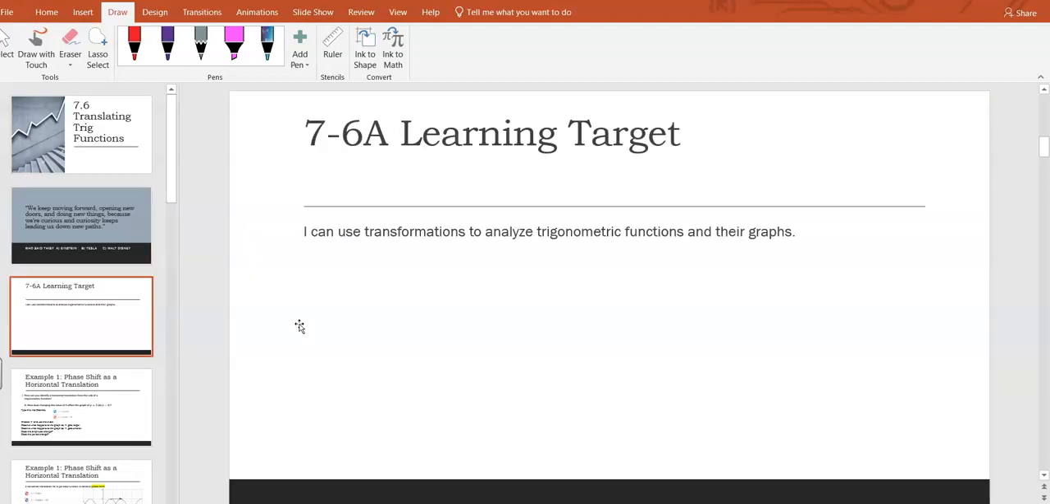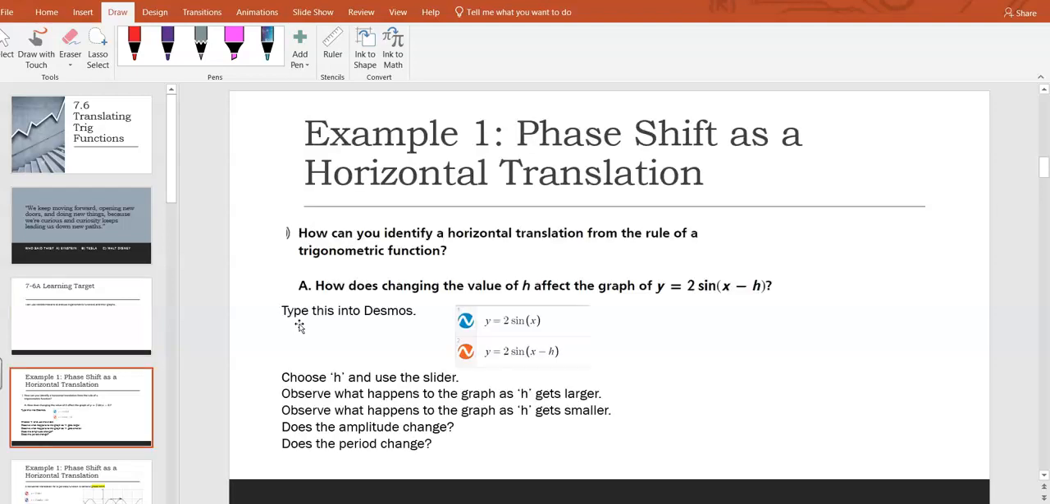The learning target for today, day 1 of 7.6, is using the transformations to analyze trig functions and their graphs. We've done transformations before. Something interesting happens when we do certain transformations with trig functions, such as a sine function.